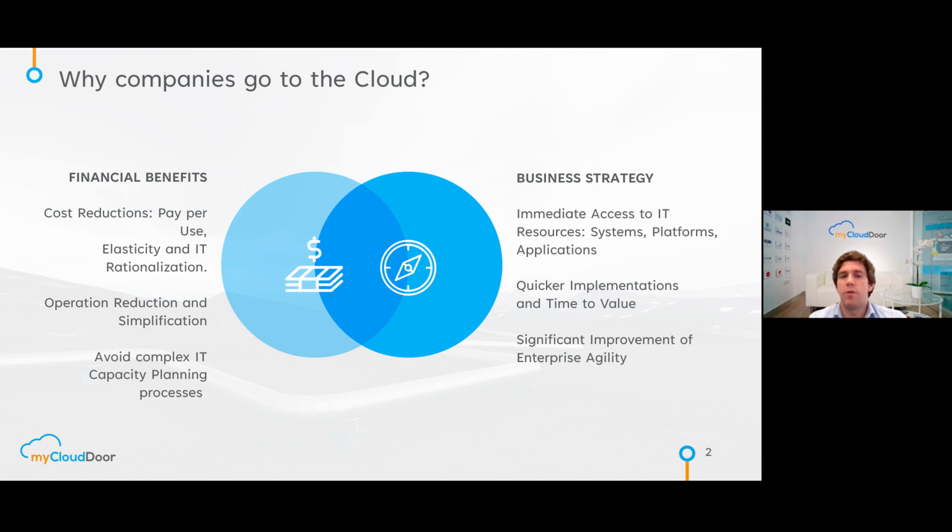People want to reduce the cost. They want to simplify their operations and also avoid complex IT capacity planning processes. At the same time, they want to improve their business strategy to get immediate access to IT resources for implementing new systems, platform applications. They want to reduce the time to value or the time to market for new applications, new products, new implementations. At the end, what they want is to improve the enterprise agility.